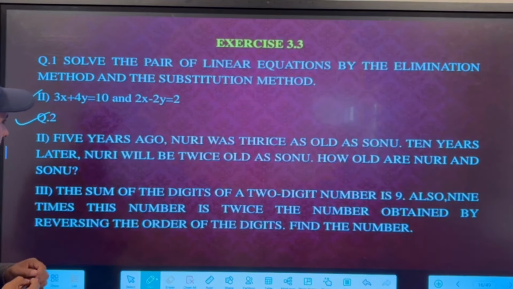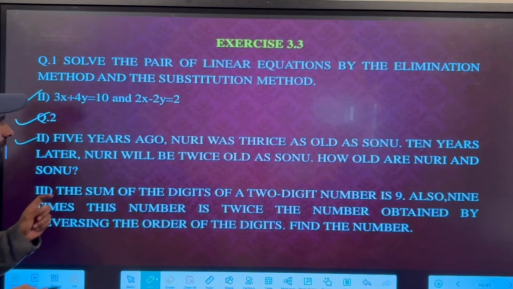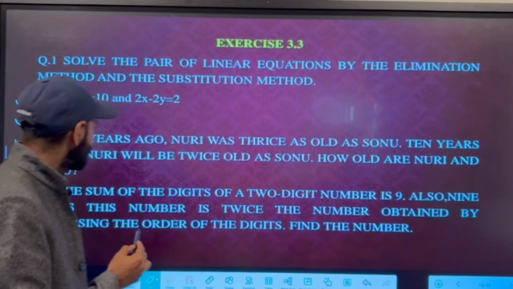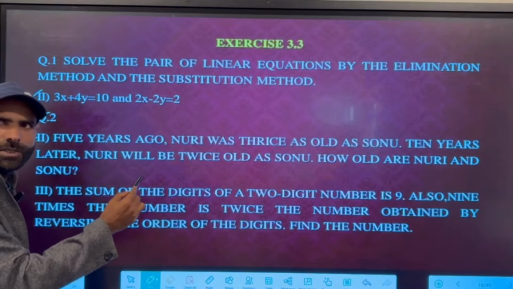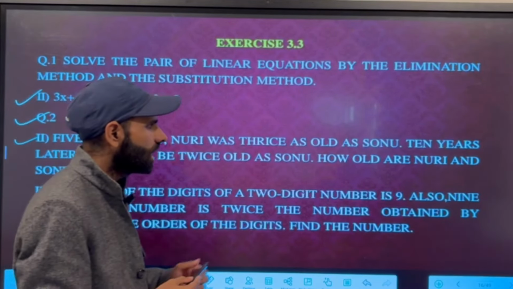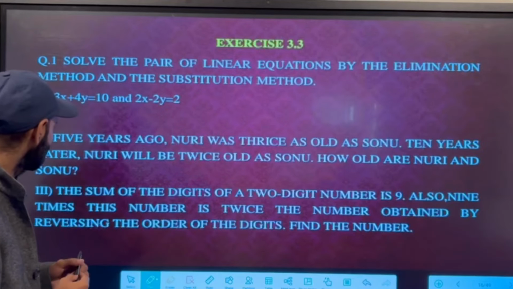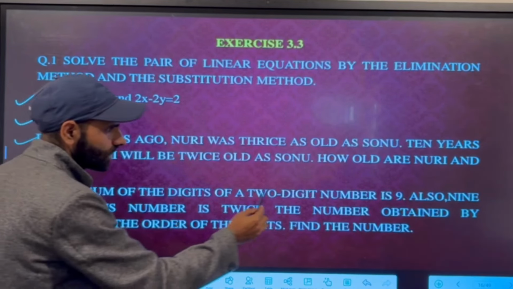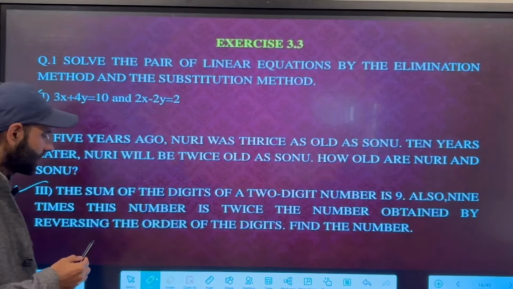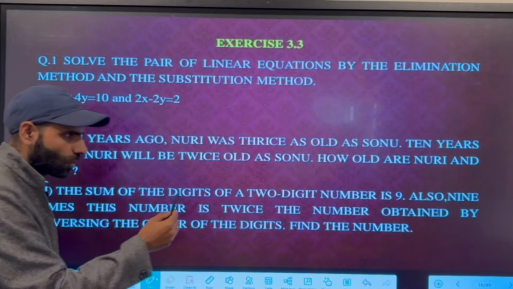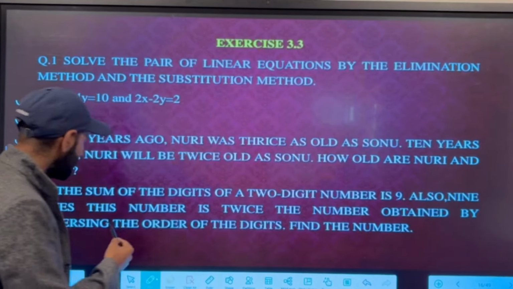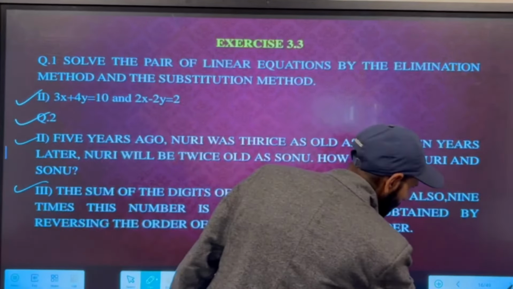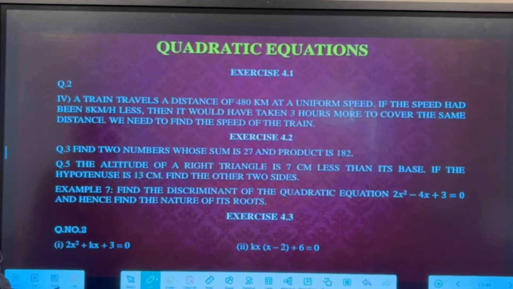Most important two questions. Second part is 5 years ago, Nuri was thrice as old as Sonu. 10 years later, Nuri will be twice as old as Sonu. How old are Nuri and Sonu? Third part is the sum of the digits of a two-digit number is 9. Also, 9 times this number is twice the number obtained by reversing the order of digits. Find the number. We have next chapter, quadratic equations.